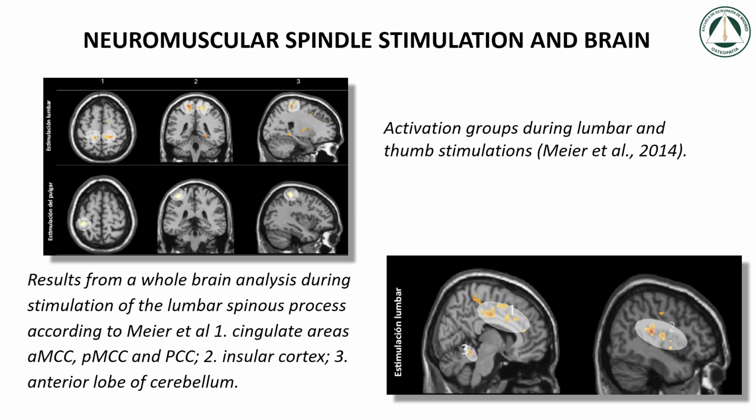This study demonstrates that the application of posterior-anterior pressure on lumbar spinous processes produces neuroplastic changes in subjects with chronic low back pain. The photo on the left shows that stimulation triggers well-defined brain activity in the primary somatosensory cortex, S1, because of lumbar stimulation. The photo on the right shows the results from a whole brain analysis during stimulation of the lumbar spinous process, according to Meier et al.